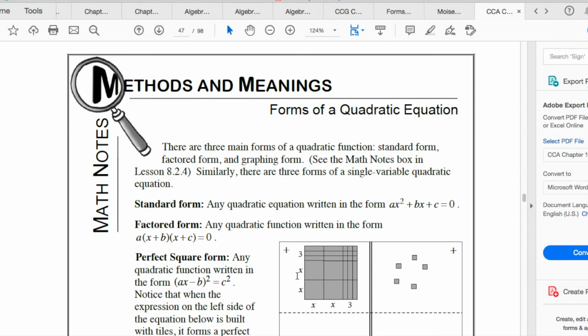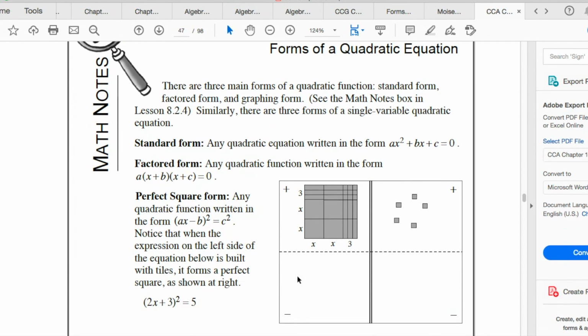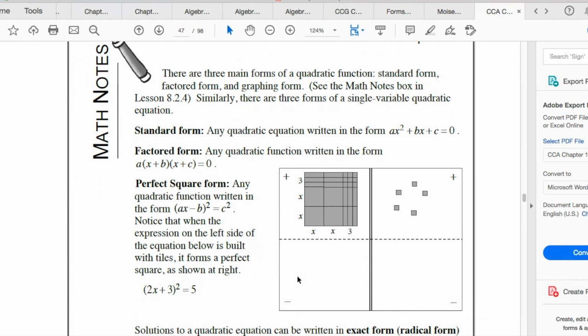And let's check out the math notes from this section. And here it is. There are 3 main forms of a quadratic function: standard form, factored form, and graphing form. Similarly, there are 3 forms of single variable quadratic equation. Standard form, any quadratic equation written in this form, right? This is the standard form. It's just ax squared plus bx plus c equal to 0. Then the factored form, any quadratic equation written in this, right? A times (x plus b) times (x plus c) equals 0.